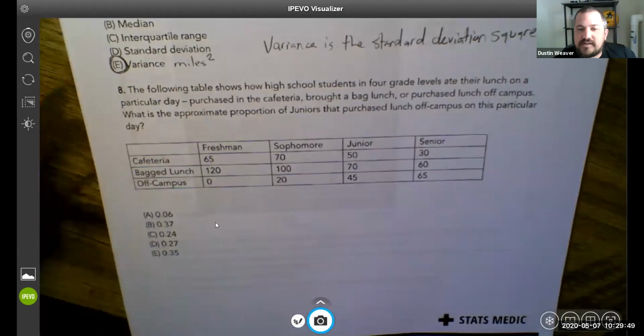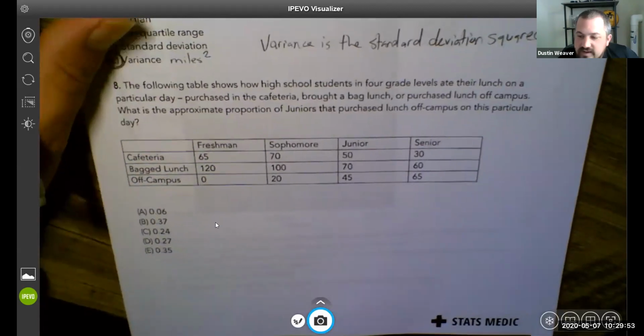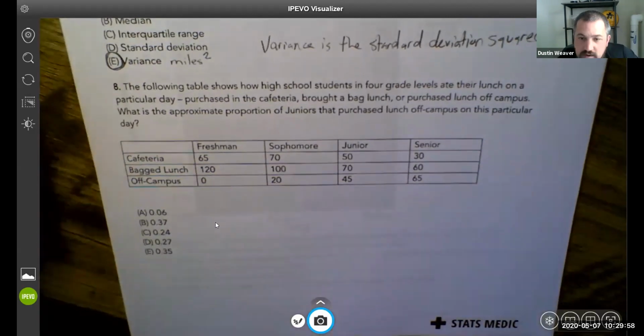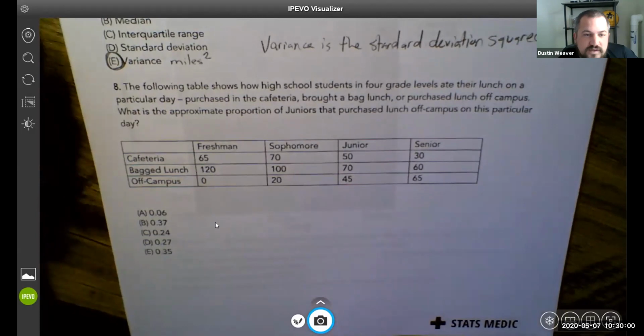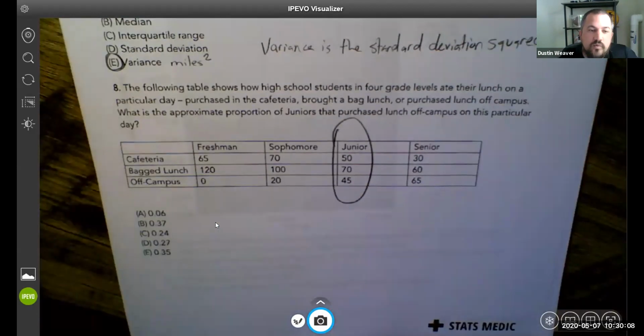The following table shows how high school students in 4 grade levels ate their lunch on a particular day. They either purchased it in the cafeteria, they brought a bag lunch, or they purchased lunch off campus. What is the approximate proportion of juniors that purchased lunch off campus? So, only looking at juniors here.